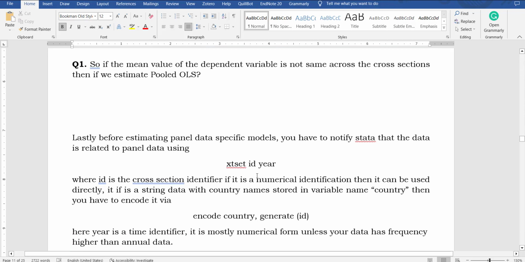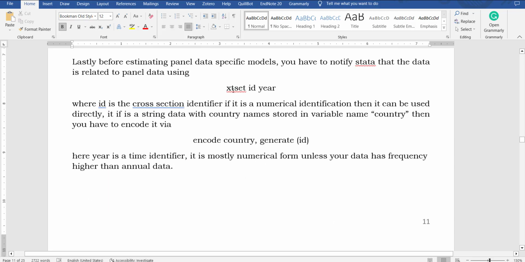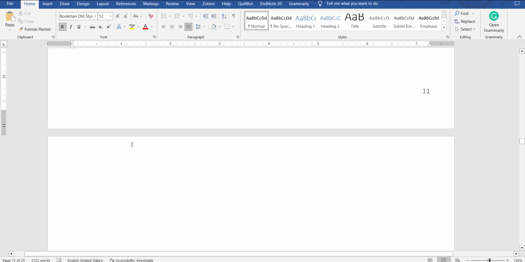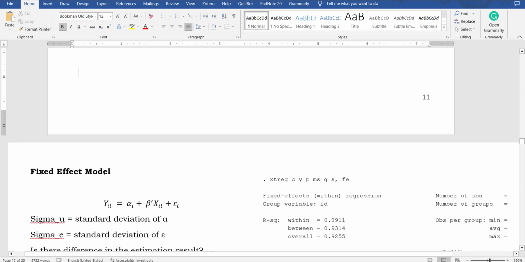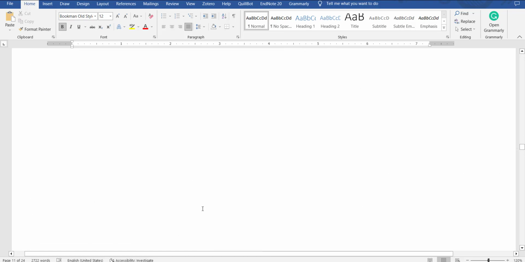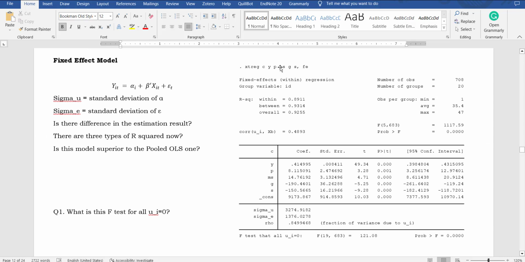So we use the xtset id command, which will help us tell Stata that it is panel data. Sometimes it will not work because our country name is alphabetical, so we have to encode it, then run xtset. Then we go towards the next setting, the fixed effect model. I have generated the fixed effect equation with the same sample size, and you can notice that all of them are significant. Now what is the difference? The intercept is varying across cross section.